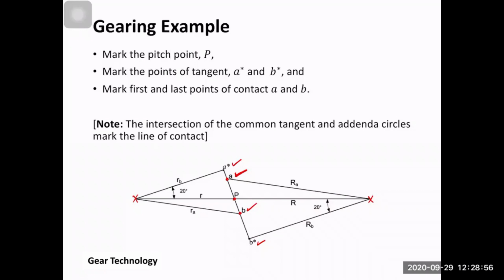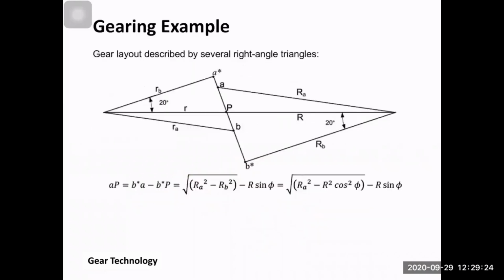So the angle between the radius of the pitch point, or the pitch circle, and the radius of the base circle is the pressure angle 20 for both. Here, this is the radius of the base circle, the radius of the pitch circle, and the angle between them is the pressure angle. So based on this graph, we need to find a relation where we can find the length between point A to point B, okay? And this is what we are gonna do next.